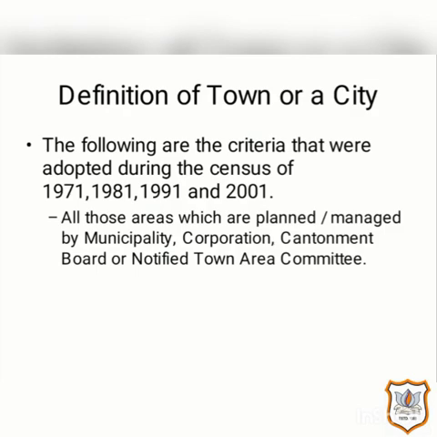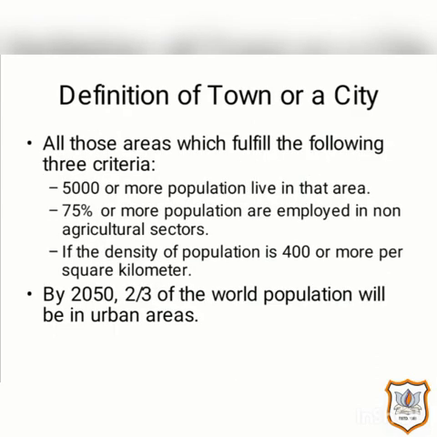So under that, the first one is all those areas which are either planned or managed by municipality, corporations, cantonment board or even by certain notified town area committee. Also, all those areas which fulfill the following three criteria come under a town or a city. First, 5,000 or more population live in that area. Next, 75% or more population are employed in non-agricultural sectors like the industrial sector or maybe the service sector, even if the density of population is 400 or more per square kilometer.